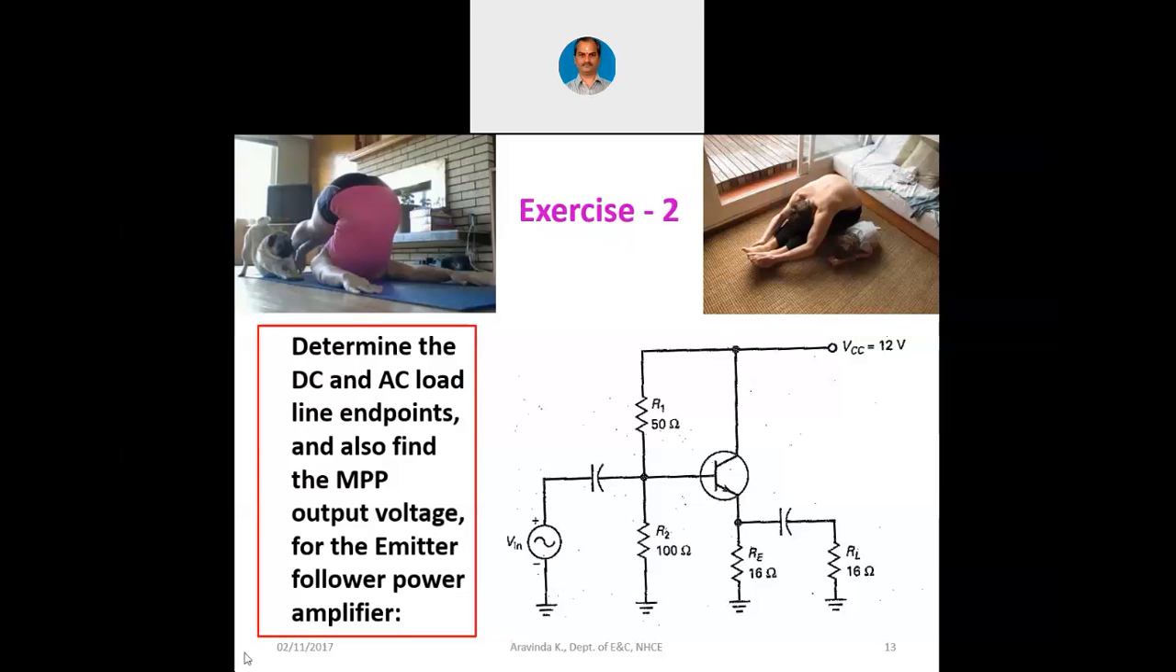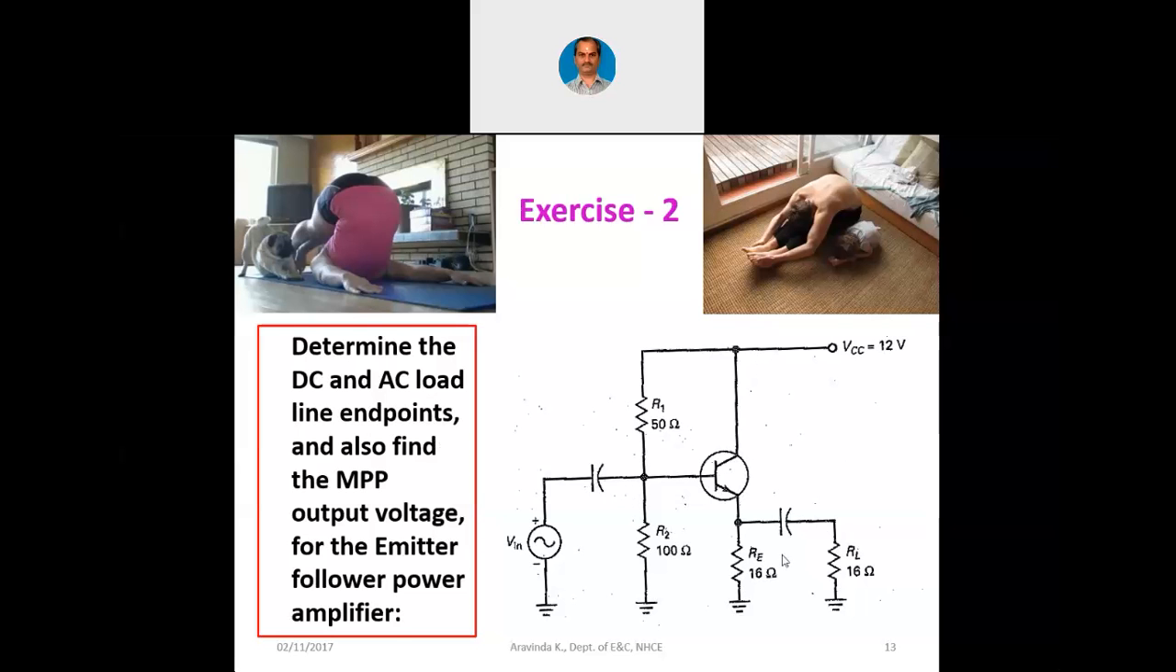Good morning, students. In the previous class, we were discussing this particular exercise of class A operation of the power amplifier for the emitter follower circuit. Just a recap, just for you to see this particular circuit which we have been discussing in the last class. We have 50 ohm and 100 ohm resistors here as R1 and R2. And we have an emitter resistor here as 16 ohms and the load resistor here as 16 ohms. Then the collector is directly connected to the power supply and supply voltage is 12 volts.